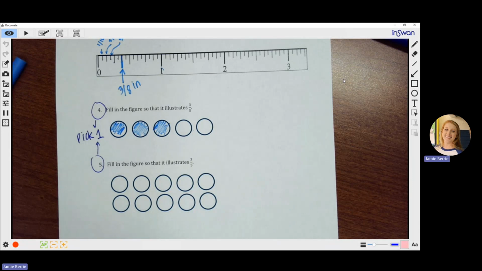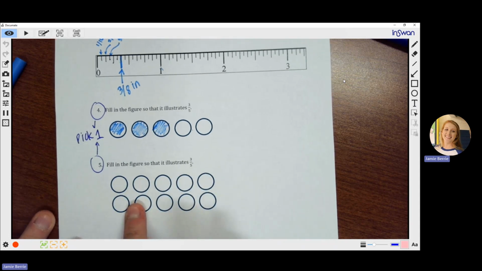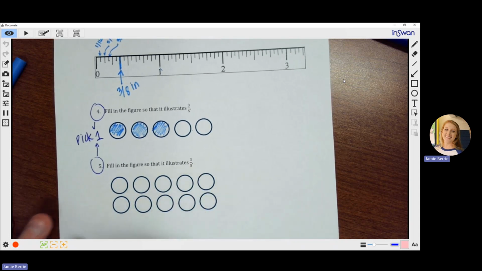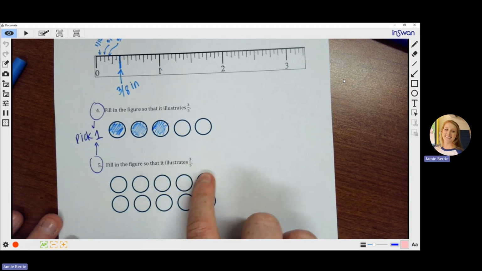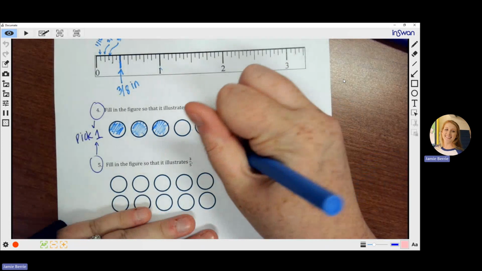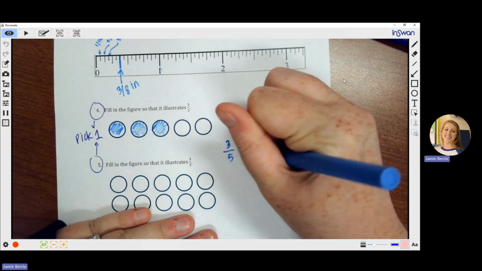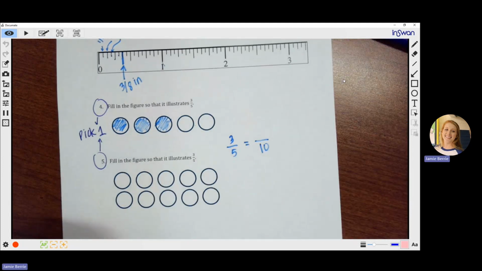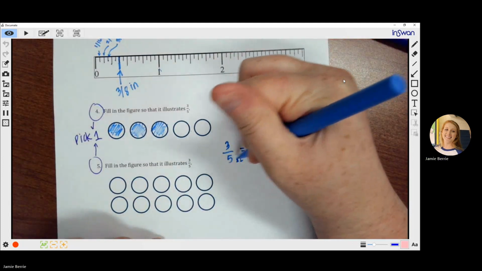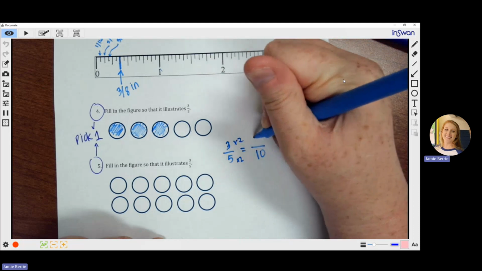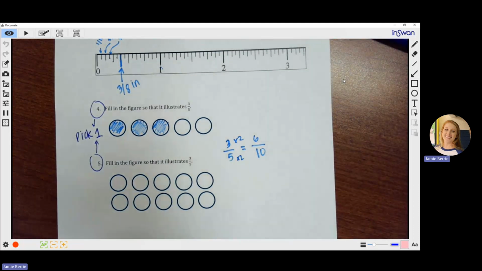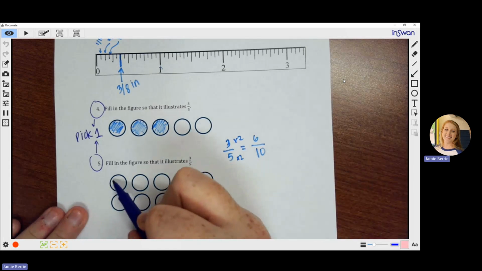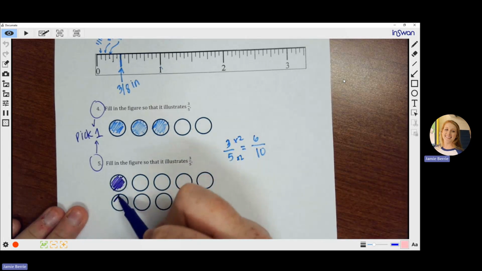All right, number 5 is a little bit more complicated. It says fill in the figure so that it illustrates 3/5, same fraction, except this time we're given 10 circles. So we need to make our whole match 10. It's the shaded part over the whole. If we want to change 3/5 into something over 10, we need to multiply top and bottom by 2. 5 times 2 gives you 10, so we need to multiply the top by 2. That means 6/10 is going to be our shaded area. So you're going to shade in 6 of these.